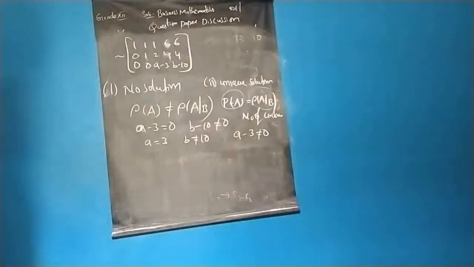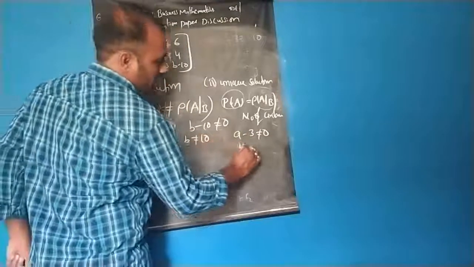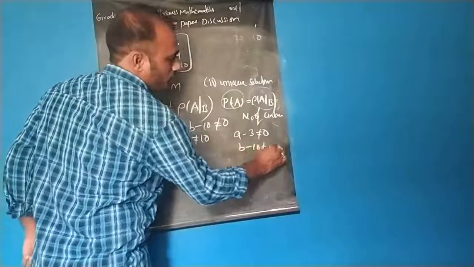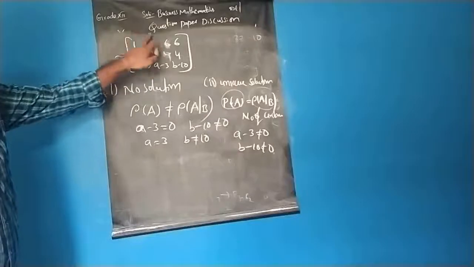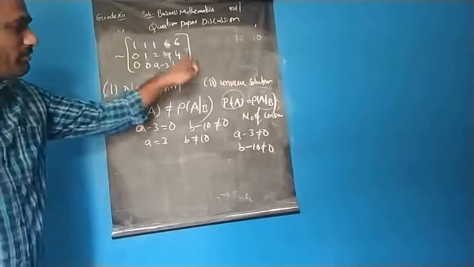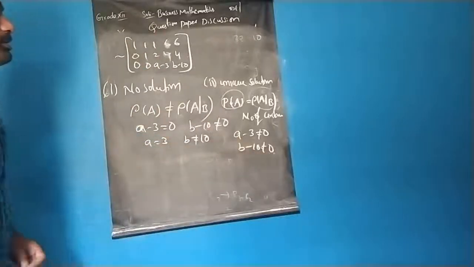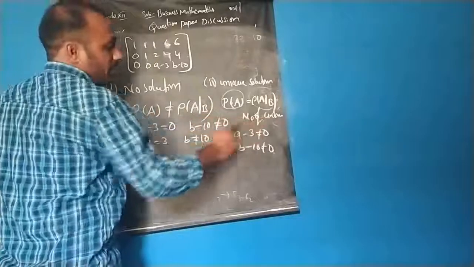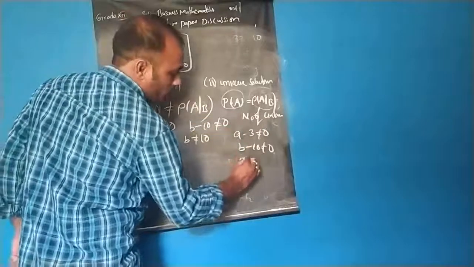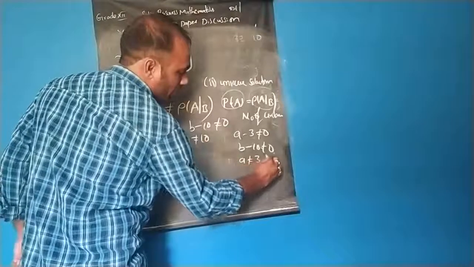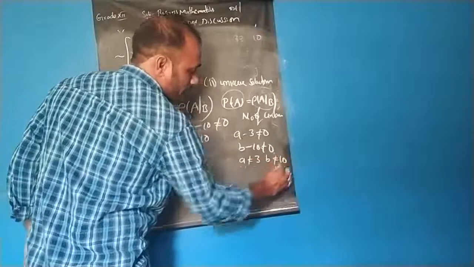So obviously A minus 3 must not be equal to 0. That is the first case. And B minus 10 also should not be equal to 0. Why? Because if they are 0, then the rank of matrix A will become 2, and the rank of the augmented matrix will also become 2. But our number of unknowns is 3, right? So it should match to get the unique solution. So A will not be equal to 3 and B will not be equal to 10.